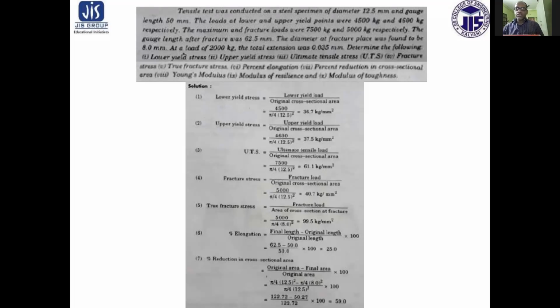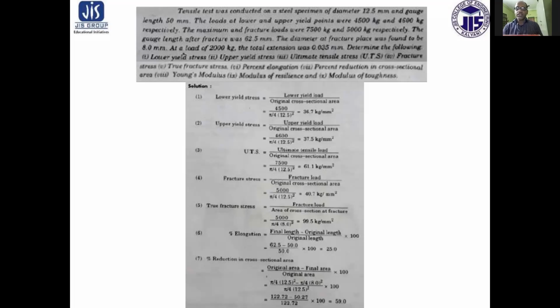Now in the second case, upper yield stress is equal to the upper yield load divided by original cross sectional area. Here it is given that upper yield load is 4600 kg divided by original cross sectional area, which remains the same, that is pi by 4 into 12.5 square. So thus we get upper yield stress equal to 37.5 kg per millimeter square.